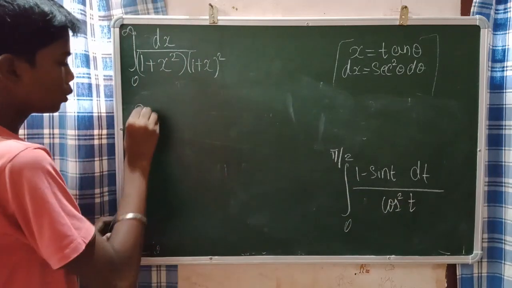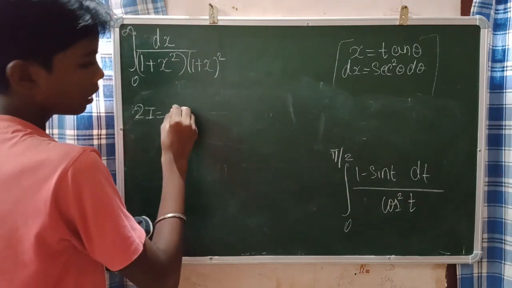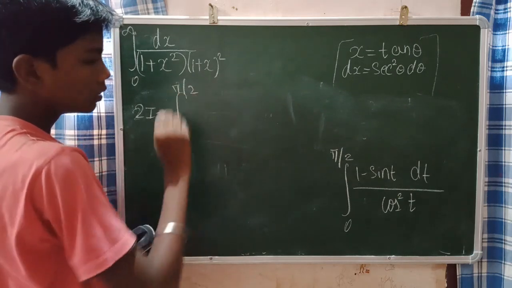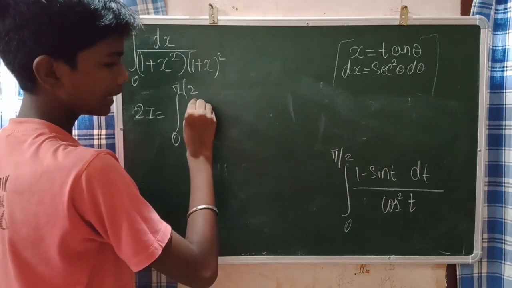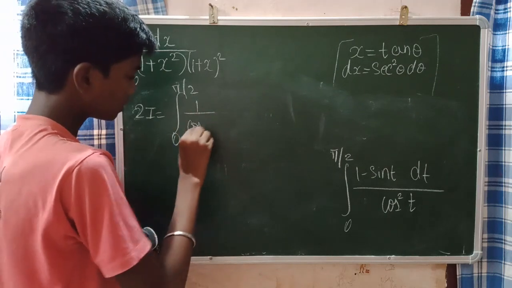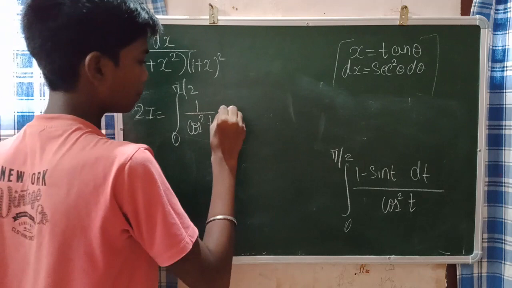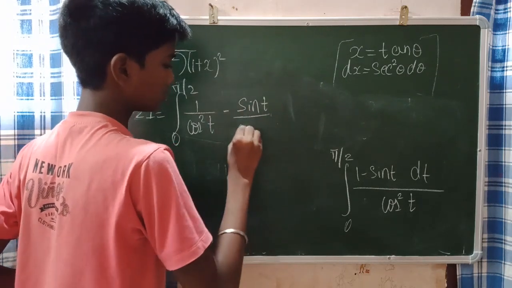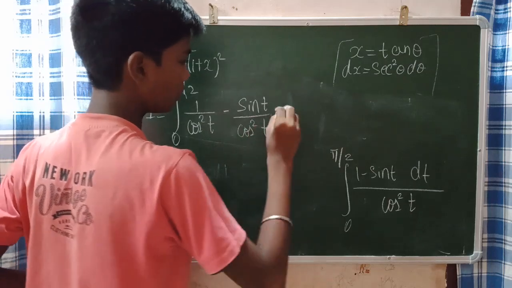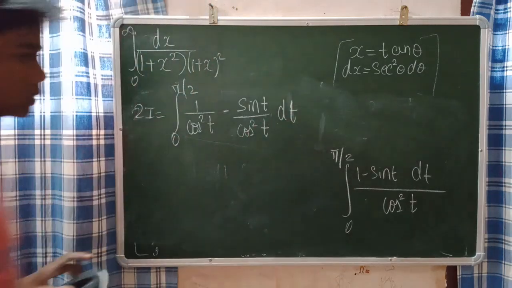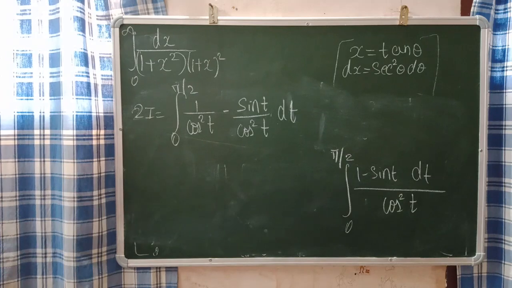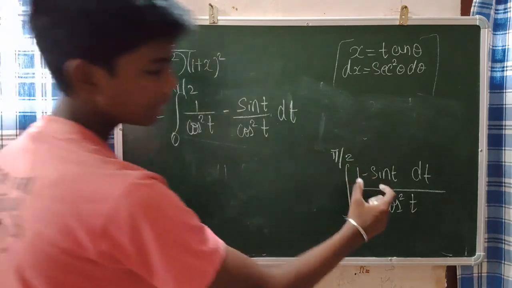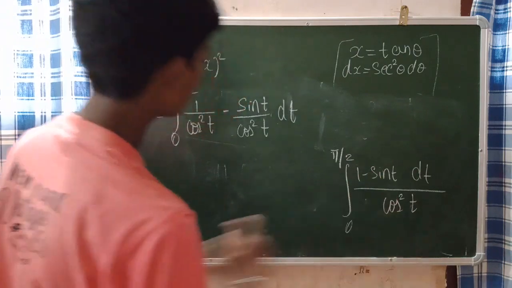This is 2y now. So 2y, I can write as the integral from 0 to pi by 2 of 1 by cos square t minus sin t by cos square t, dt. Correct now? 1 by cos square t minus sin t by cos square t. This is what you will get when you split like this.